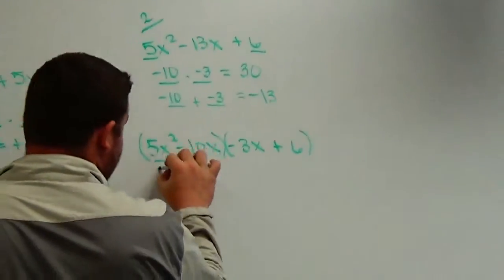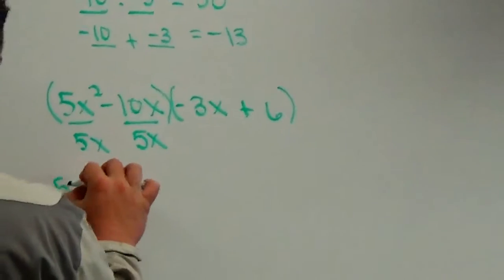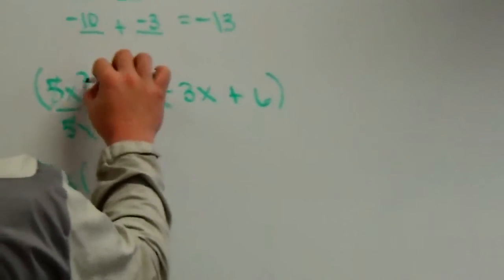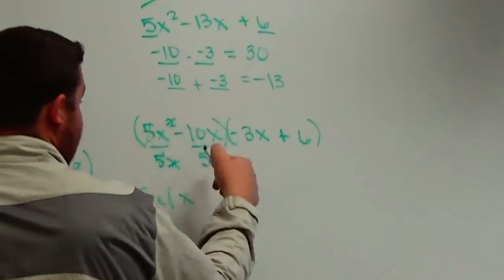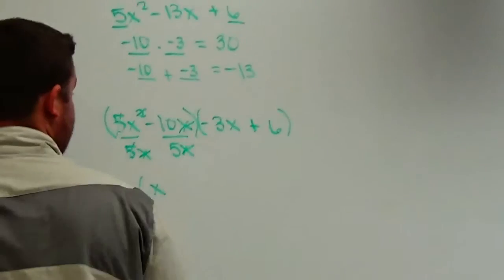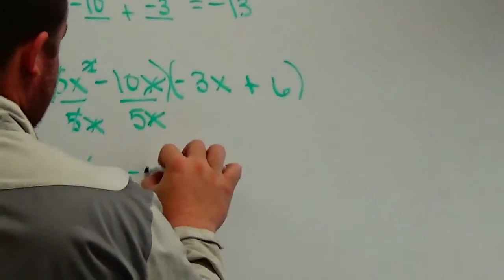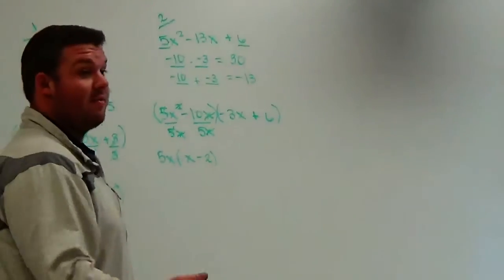So when I factor out 5x, 5x comes to the front. 5x squared divided by 5x. Your 5's cancel. That squared cancels that x, and you're left with x. 10x divided by 5x, where your x's go ahead and cancel. 10 divided by 5 is what? 2. You have a negative 2, right? What about over here? A negative 3. Good.